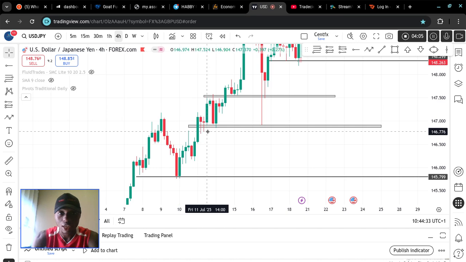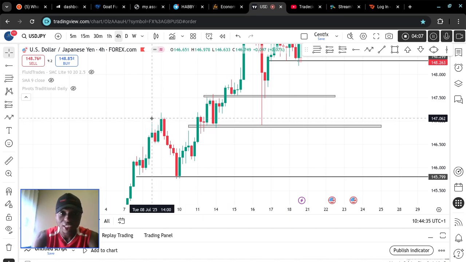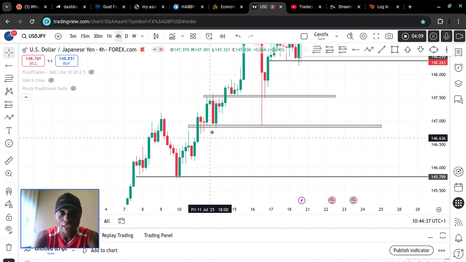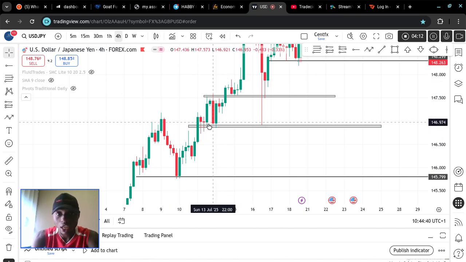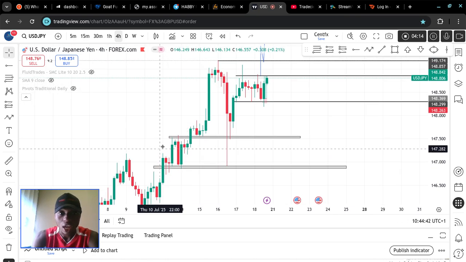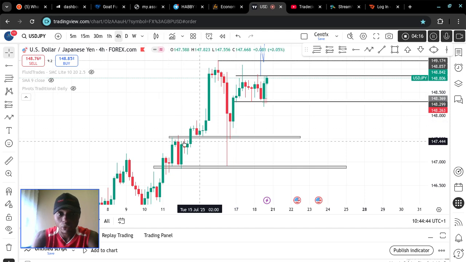You understand? Came down to retest this, but while retesting it, it broke down a little bit and then pushed up again. So this is another support that we had here. Now this was a resistance again that turned to support. The market retested it and then pushed up again.